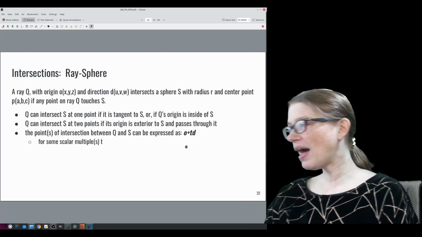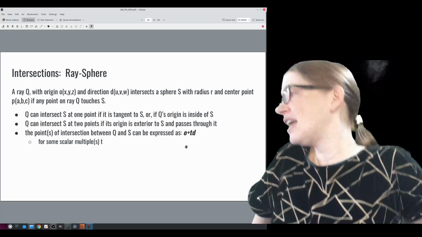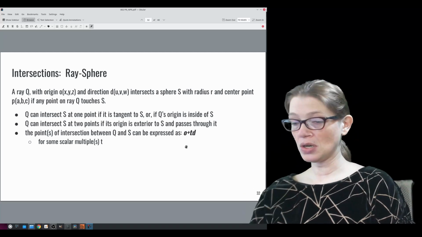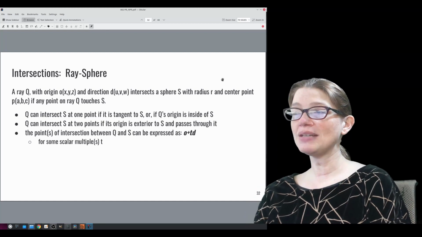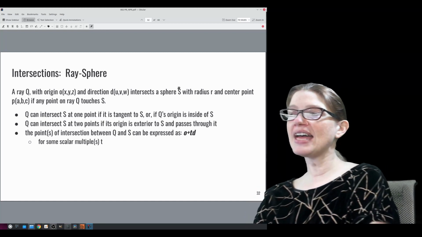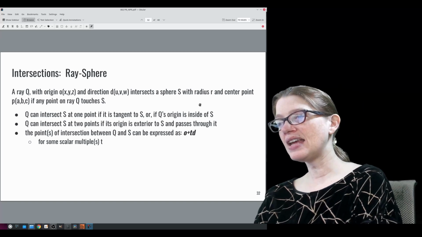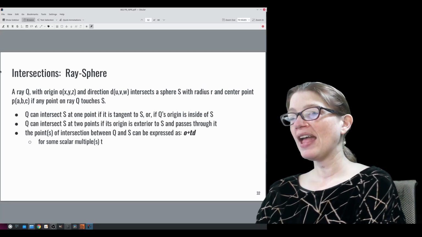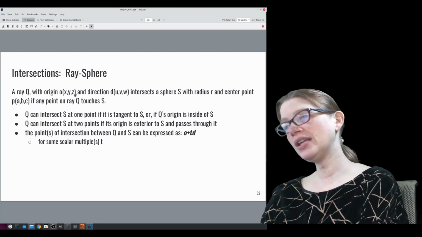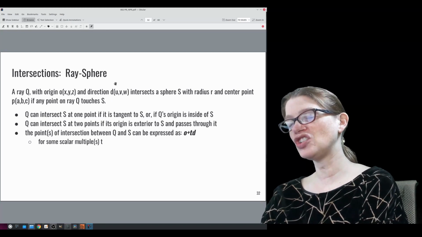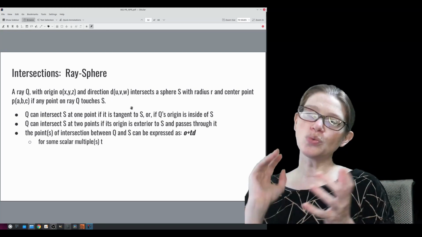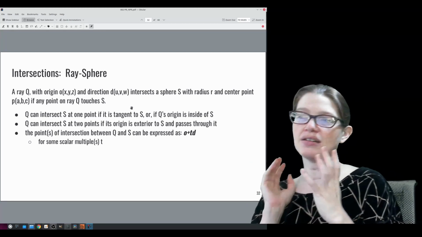So let's go back and just discuss this idea of a ray-sphere intersection. So we can define a sphere very simply as a center point P with coordinates A, B, C and a radius R. Then we have some ray Q with an origin O and a direction D. Now I want to know, does ray Q intersect S?